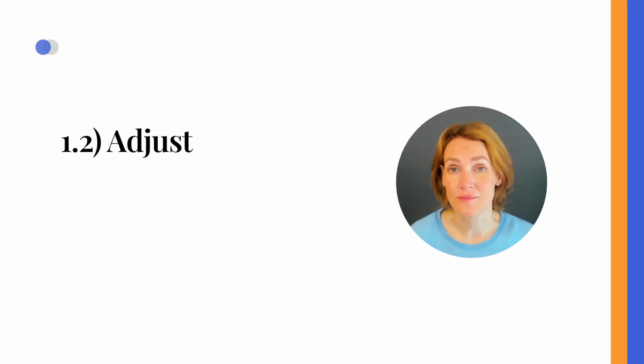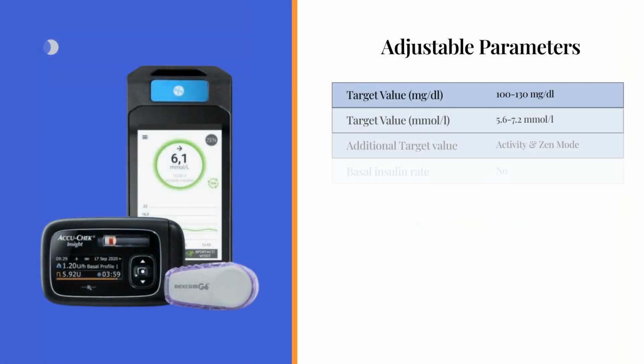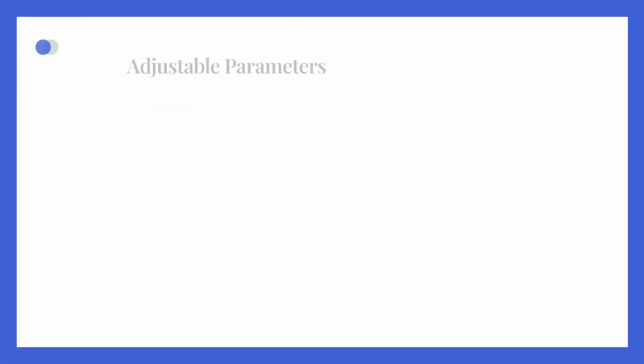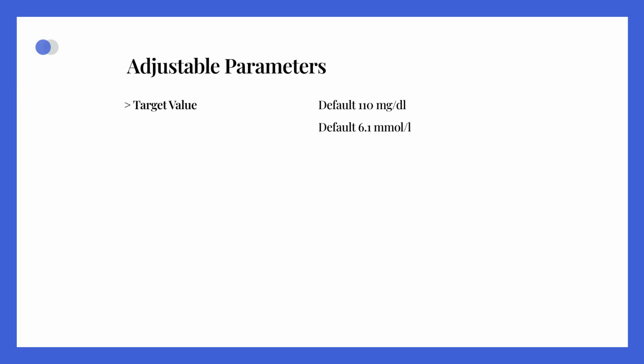1.2. Adjust. In Diabeloop, you have the ability to adjust various parameters to personalize your insulin delivery. Here are the parameters you can modify. Target value, the desired glucose level. The default value is set at 110 mg per deciliter or 6.1 millimol per liter, but you can adjust it between 100 and 130 mg per deciliter or 5.6 and 7.2 millimol per liter.